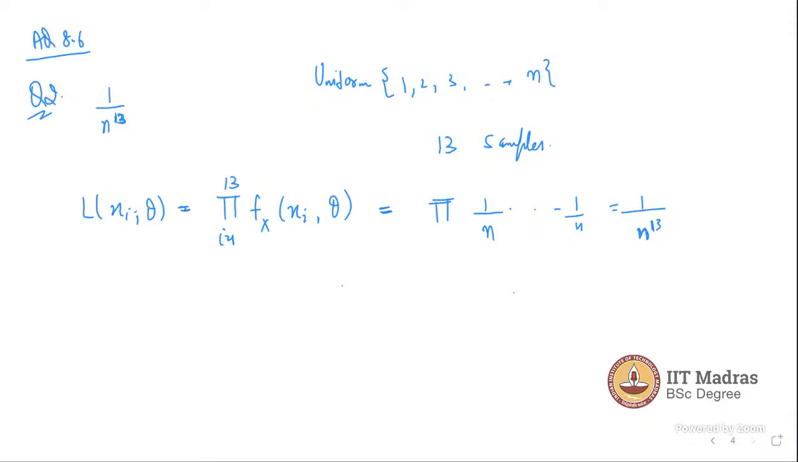If you look at your samples, the samples are 1, 5, 4, 8, 11, 9, 15, 17, 6, 3, 13, 27. So when will you get the maximum value? When n is less.